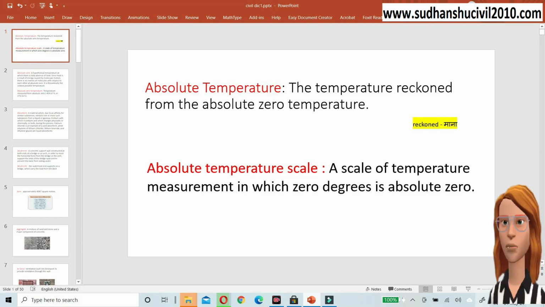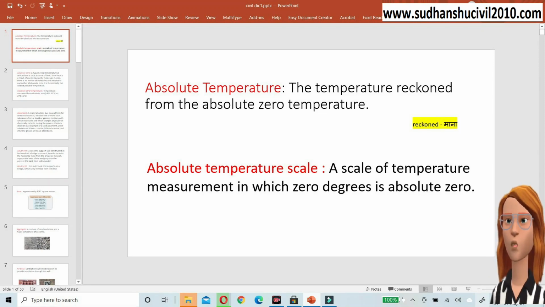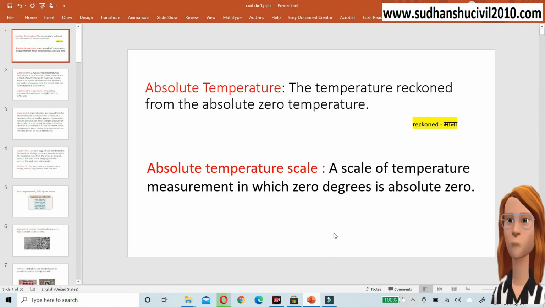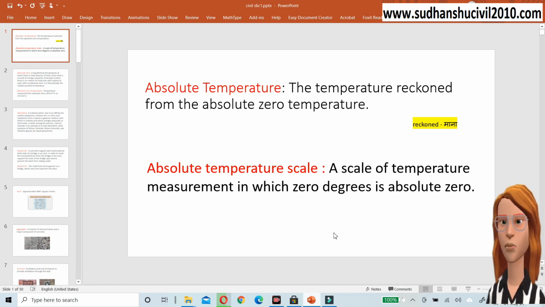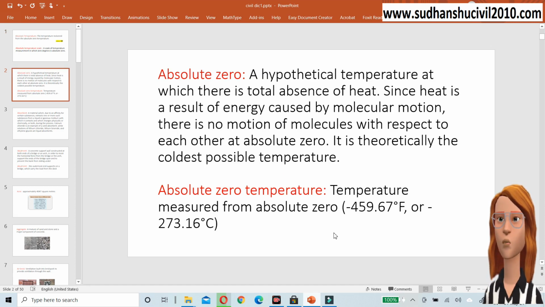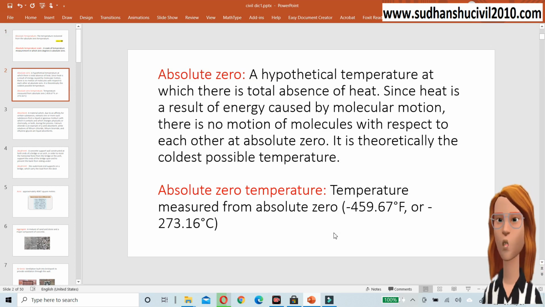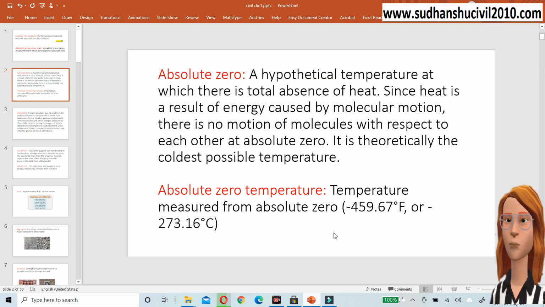Absolute temperature. The temperature reckoned from the absolute zero temperature. Absolute temperature scale. A scale of temperature measurement in which 0 degrees is absolute zero. Absolute zero. A hypothetical temperature at which there is total absence of heat. Since heat is a result of energy caused by molecular motion, there is no motion of molecules with respect to each other at absolute zero. It is theoretically the coldest possible temperature.